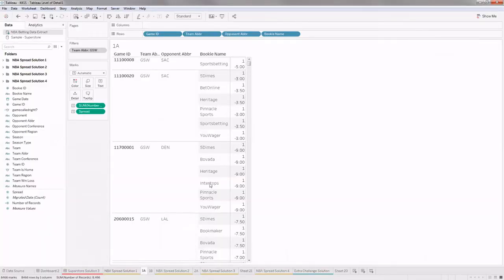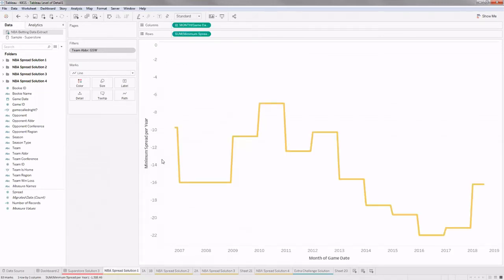So this is the final visualization we have, and here we can see across multiple years. In this particular year, 2007 and 2008 combined, this is my lowest average spread that I can expect across all the months for this particular team, GSW. Now let's see how we can achieve that.